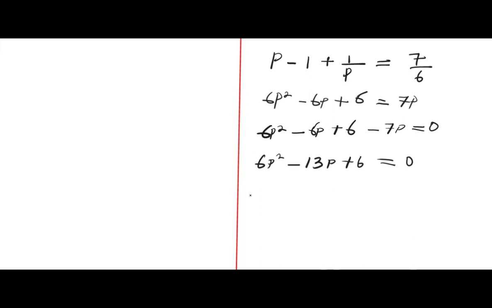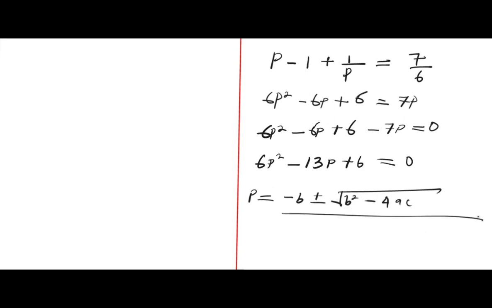So we have p equals negative b plus or minus square root of b squared minus 4ac, divided by 2a, okay? And if you observe this equation, you know your a equals 6, your b equals negative 13. This is the negative 13. And your c equals 6 as well, okay? So let's continue on this part of the board.